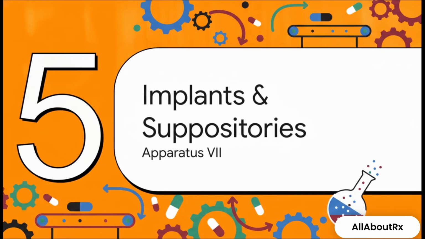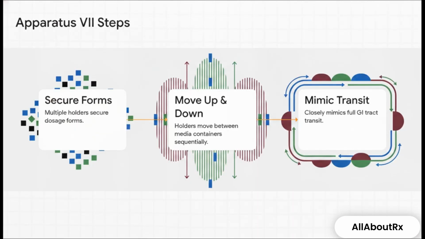Section 5. Implants and suppositories. Apparatus VII. That brings us to our final specialized apparatus, which takes the whole concept of automated media changes to an entirely new level. Apparatus VII is the reciprocating holder. The sequence of operations here is actually fascinating.